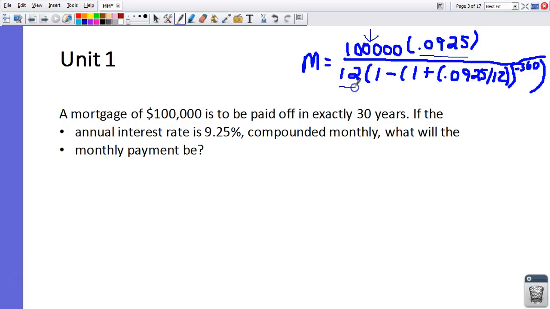Then underneath, then 12, that's the number of months, obviously, in a year, or the number of times it's going to be compounded. That's where that compounded monthly comes from. You need that 12. 1 minus, 1 plus. This is the important part here, since it's compounded monthly, you need to take the percent, which is 0.0925, and divide it by the number of payments that you're going to make in a year.